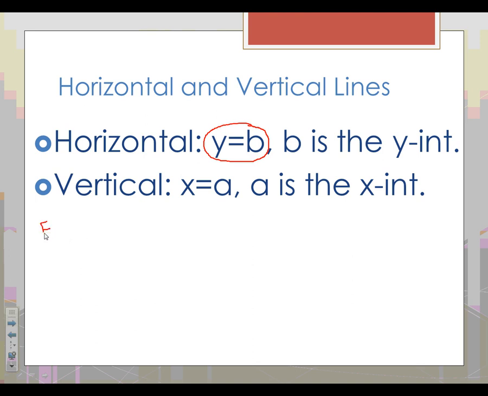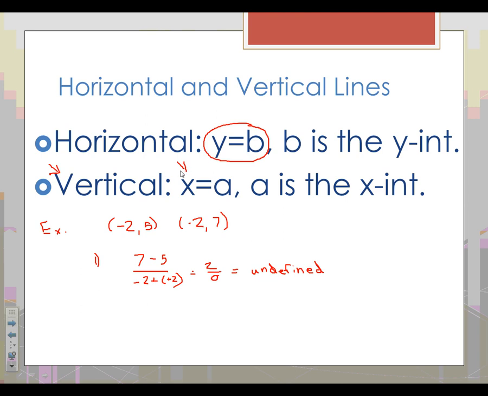So an example, let's say I've got (-2, 5) and (-2, 7). So my first step would be to find the slope. So I would take 7 minus 5 over -2 minus -2, which gives me 2 over 0. And if you remember from last time, whenever we're dividing by 0, we'll say the slope is undefined. When the slope is undefined, it's a vertical line.